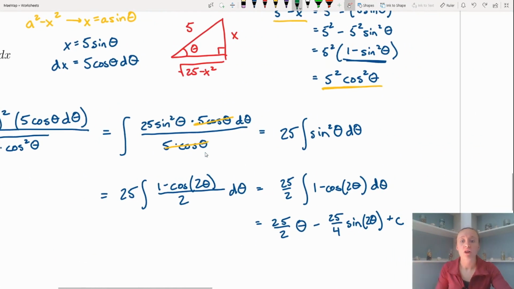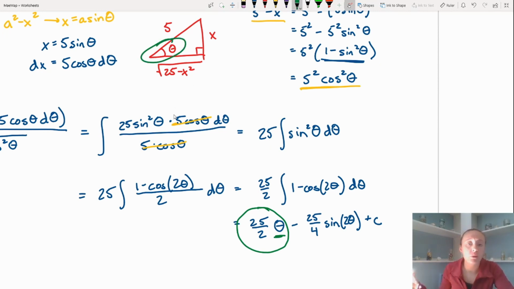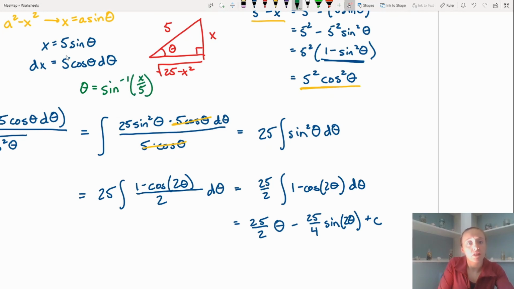So if we're looking at 25 over 2 theta minus 25 over 4 sine of 2 theta plus c, well, I don't need to go back to the triangle for this one because theta is some unknown angle. I don't know exactly what theta is, but I can solve for theta using my relationship. If x equals 5 sine of theta, that means that theta is going to equal the inverse sine of x over 5. You can see if I divide both sides by 5, I'll get x over 5 equals sine of theta, and then taking the inverse sine will allow me to solve for theta.